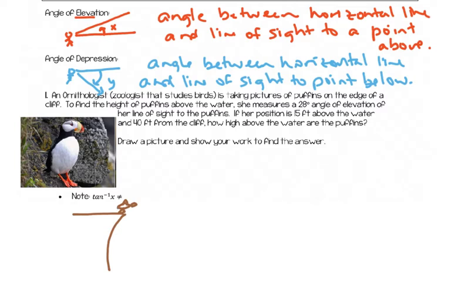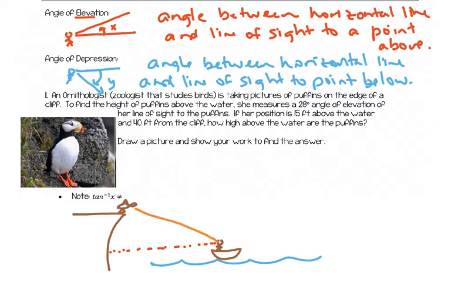The ornithologist is going to be out here viewing from a boat, with binoculars or whatever. The horizontal line would be right here, and in order to see the puffins, she's going to have to look up. So this is going to be our angle of elevation. It says she measures a 28 degree angle of elevation. So this is 28 degrees.